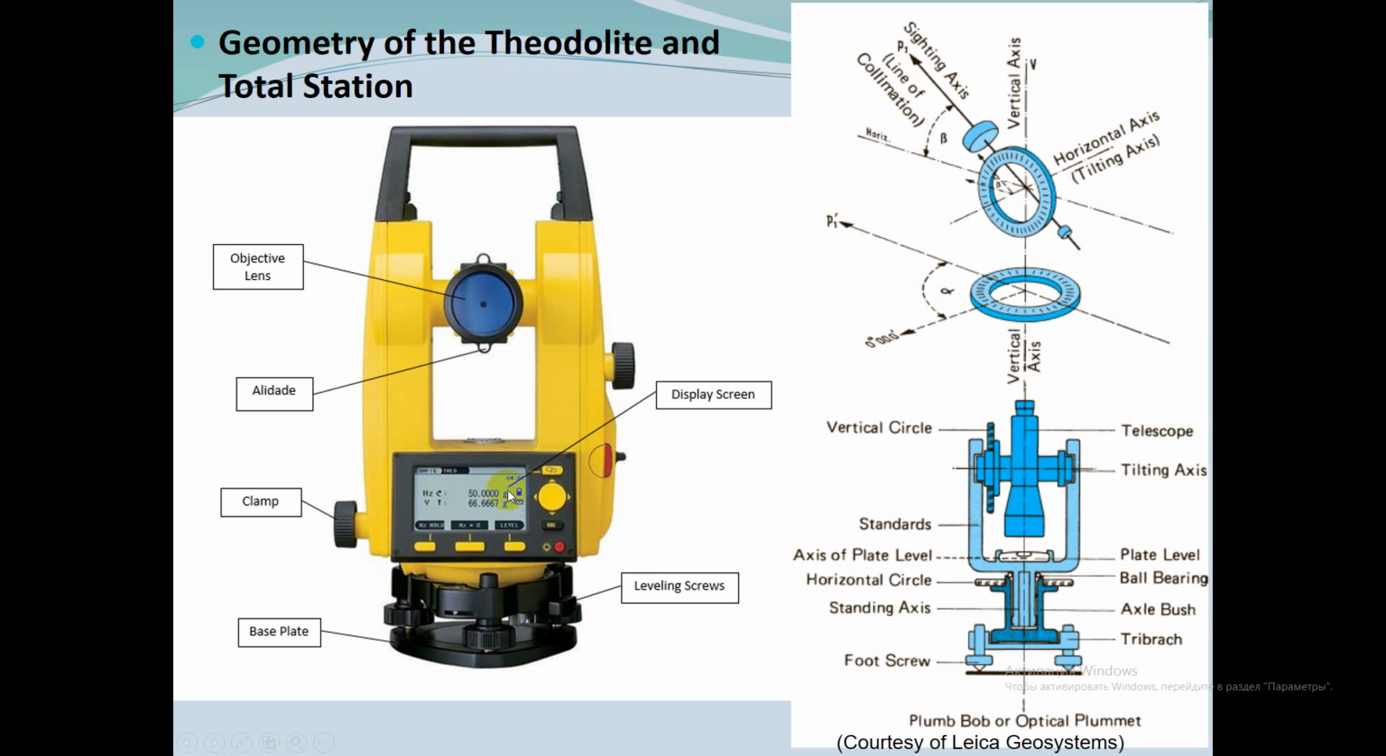The electronic display displays the angle reduced and also eliminates the uncertainty associated with reading a manual scale. The tribrach allows the theodolite to be mounted on a tripod. The optical plummet is used to center the theodolite over a fixed point.